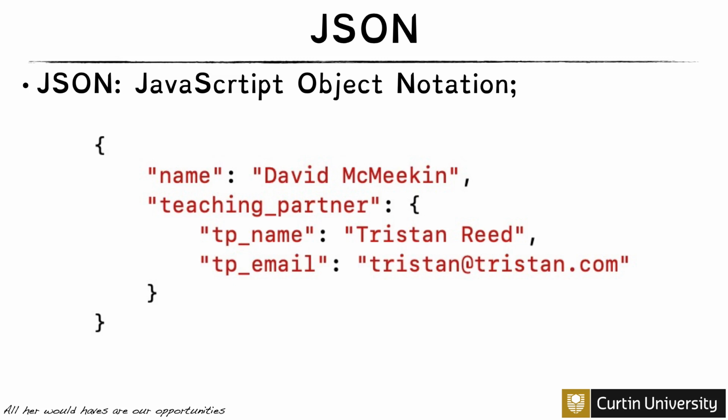So we have a name, and that name has a value, David McMeekin. We have another key, teaching partner, and then teaching partner has two more keys, TP name, which we assume would probably be teaching partner name, and teaching partner email. And there we've got information in it. So JSON is a really simple format to store data. And beyond being simple, it's becoming one of the most common ways that data is stored and then passed around the World Wide Web.